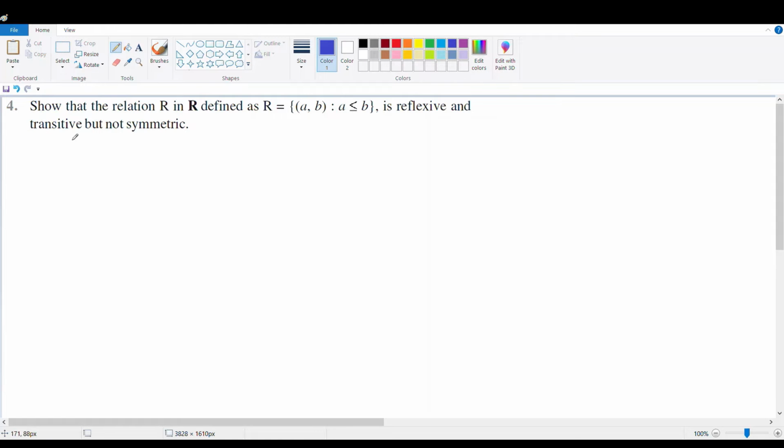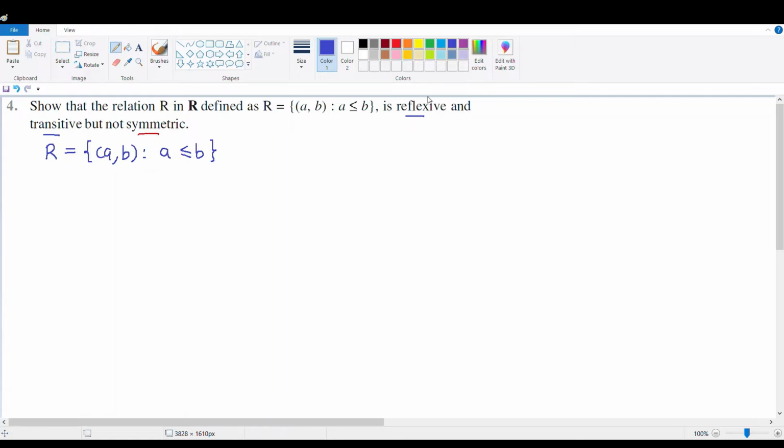Question 4. Show that the relation R in the real set defined as R equals {(a, b): a is less than or equal to b} is reflexive and transitive but not symmetric. Okay, so we are already given that this relation is reflexive and transitive but not symmetric. We are just supposed to show that. Let me just rewrite the relation: R equals {(a, b): a is less than or equal to b}.